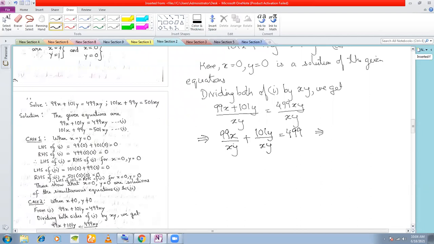That means from here x and x will cancel. So you simply get 99 by y plus here y and y will cancel. You get 101 by x is equal to 499. That means consider this as, say, I call this equation number 3.